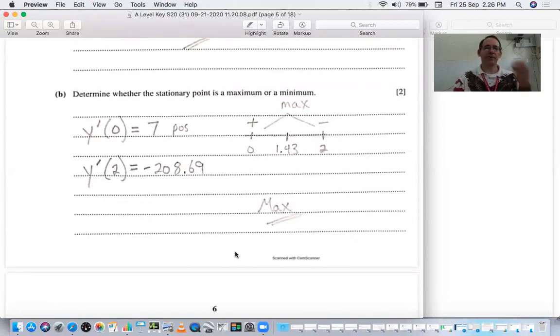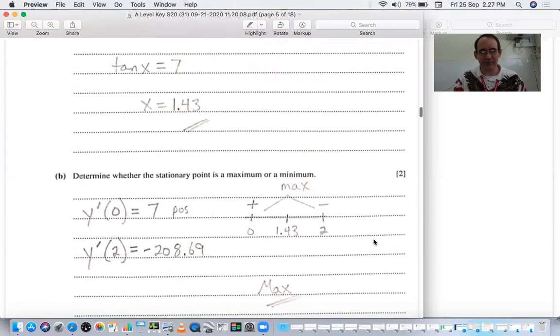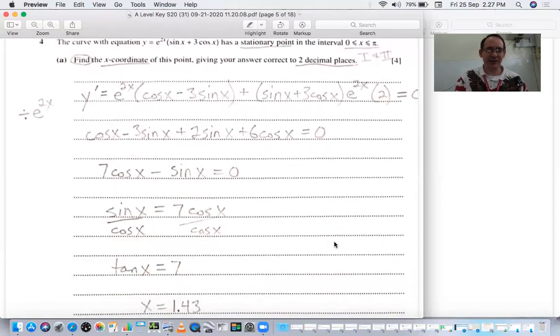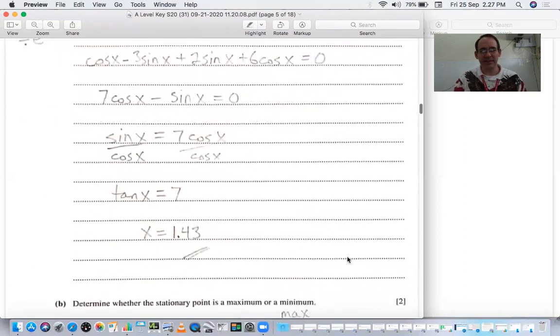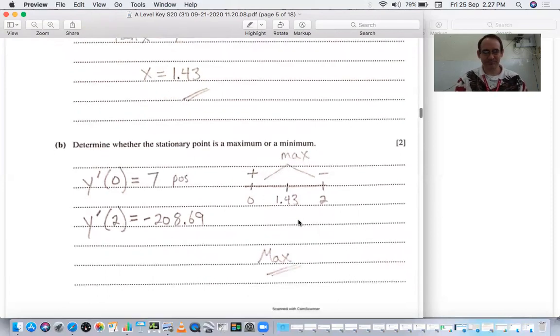Moving on, determine whether the stationary point is a maximum or a minimum. Normally, for determining the nature of the stationary points, I prefer to use the second derivative test. However, when we're working with more complicated trig equations like this, instead of trying to figure out what the second derivative would be, I just use the first derivative test. The first derivative test, we've already established the 1.43 as our stationary point. So just simply choose a value to the left and to the right of your stationary point.